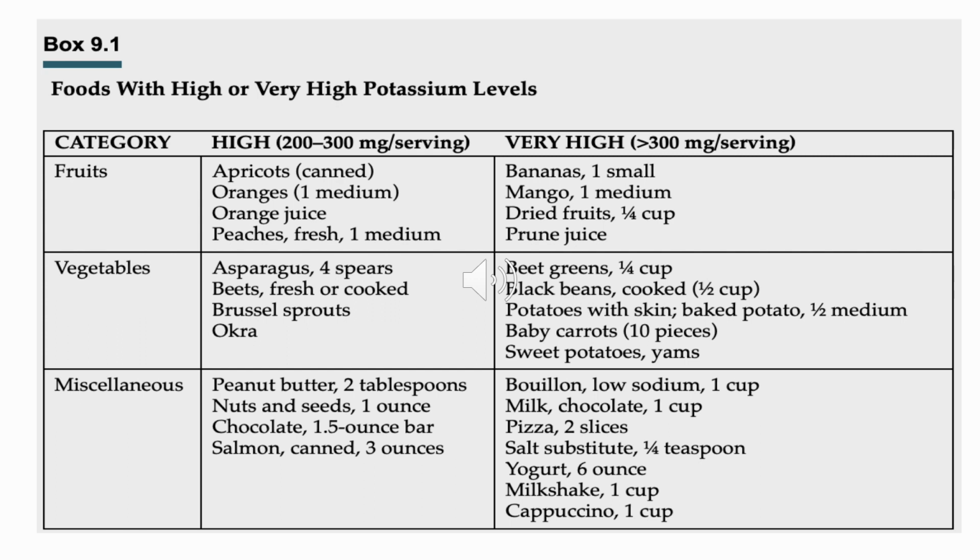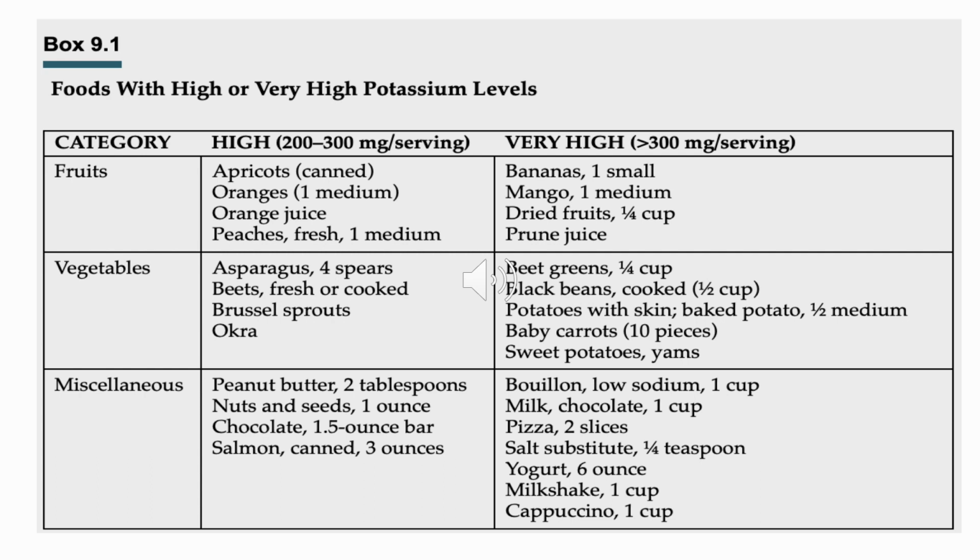Foods with high or very high potassium levels are fruits such as canned apricots, oranges, orange juice, fresh peaches, bananas, mangoes, dried fruits, and prune juice, which have an even higher concentration of potassium. Some vegetables that contain high levels of potassium are asparagus, fresh or cooked beets, Brussels sprouts, and okra.